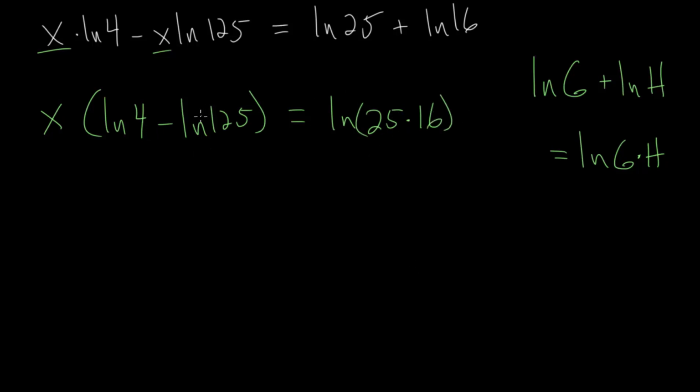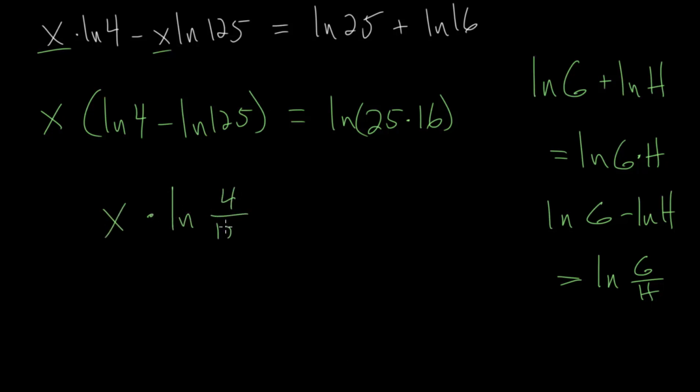And likewise, if we're subtracting, let's say we have the natural log of g minus the natural log of h, then this would be a quotient on the inside, g over whatever we're subtracting, or the input of what we're subtracting, which would be h. So we can rewrite this as well. This would just become x multiplied by the natural log of 4 over 125, and this is equal to this product here, which would just be 400. So we have the natural log of 400 there.